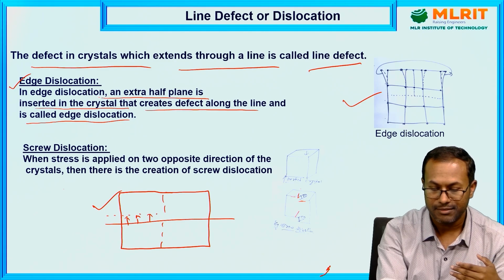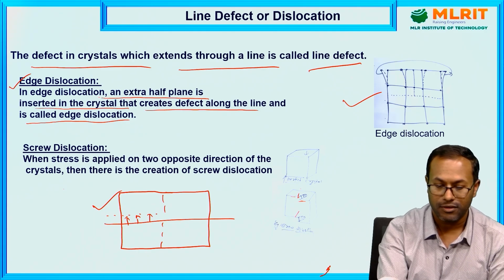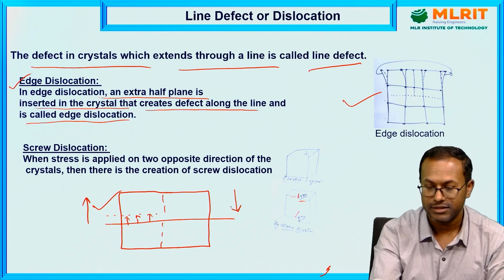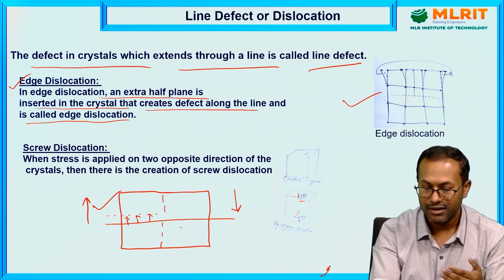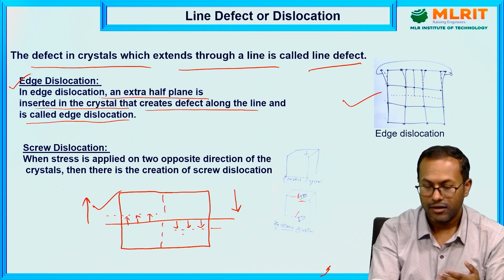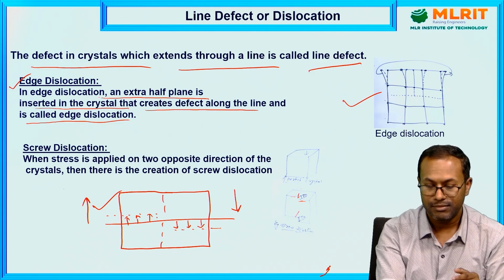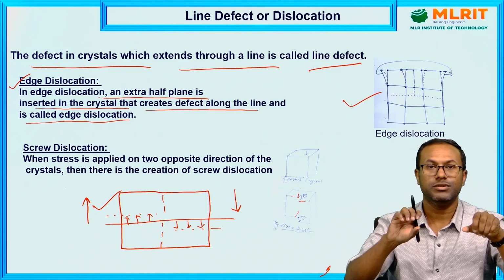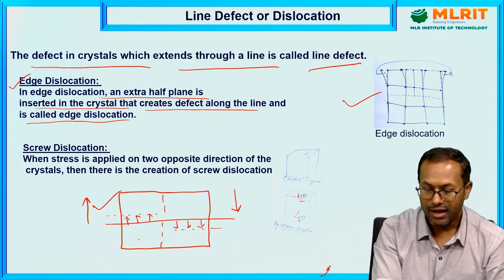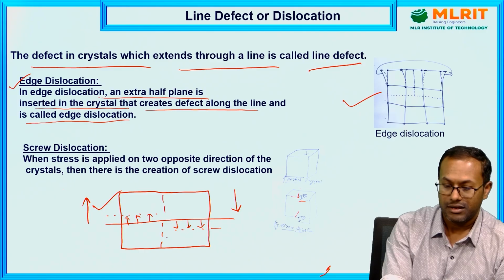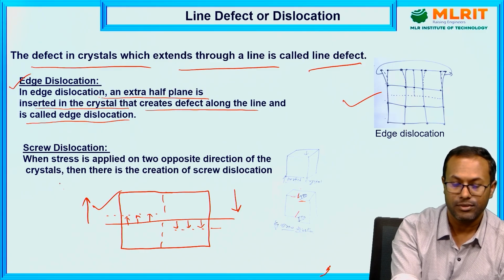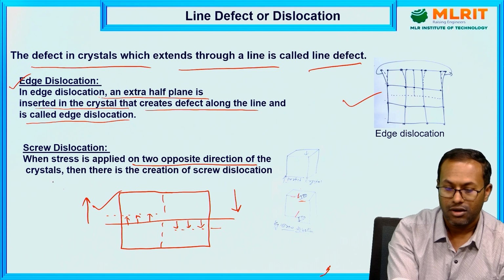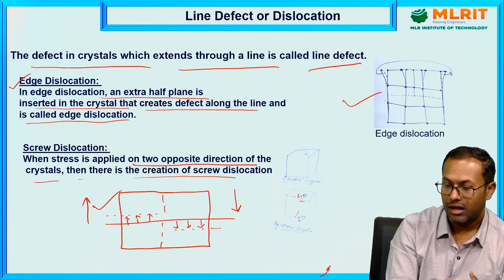And that line is coming to this portion. Now you are applying force in this direction, and in this case you are applying force in this direction. So some of the points are now in this direction. So what will happen? The atoms along these lines are misplaced or dislocated. This is like a screw type of force applied in two directions. It is misplaced, and that's why it is called dislocation, known as screw dislocation. When stress is applied in two opposite directions on a crystal, a screw dislocation is created.